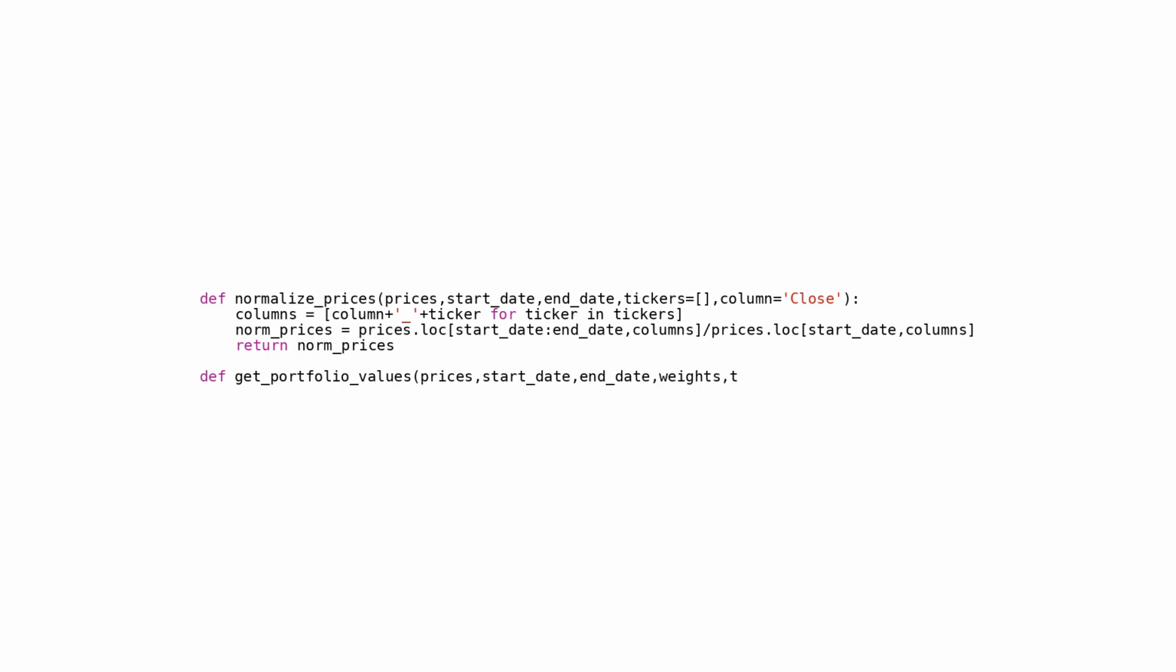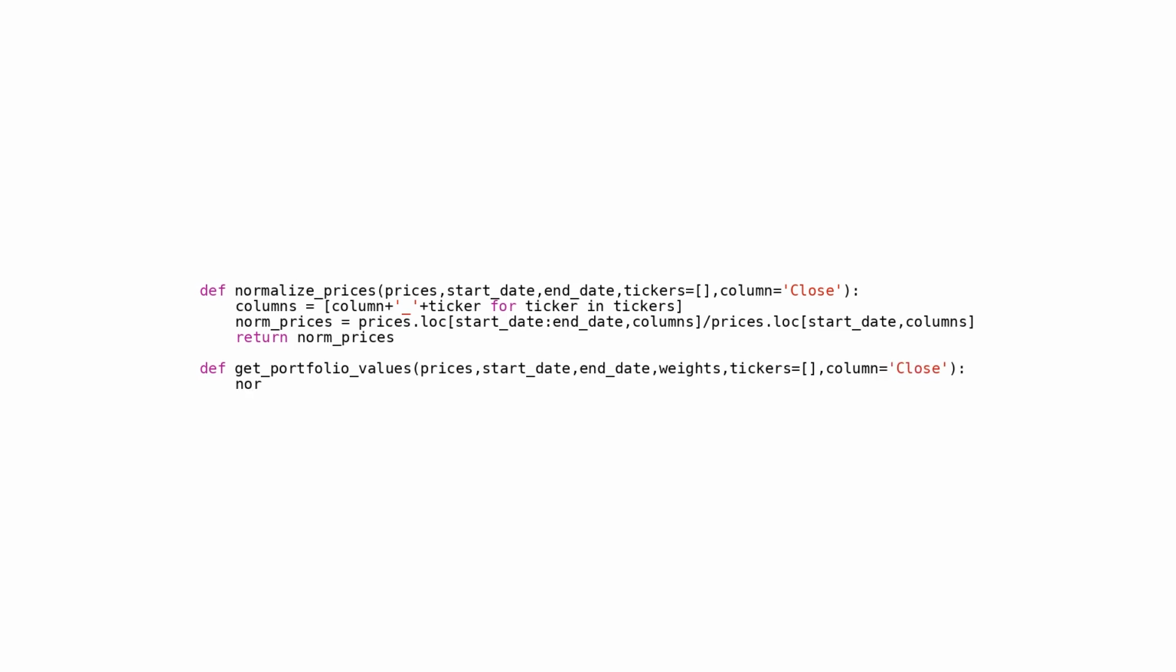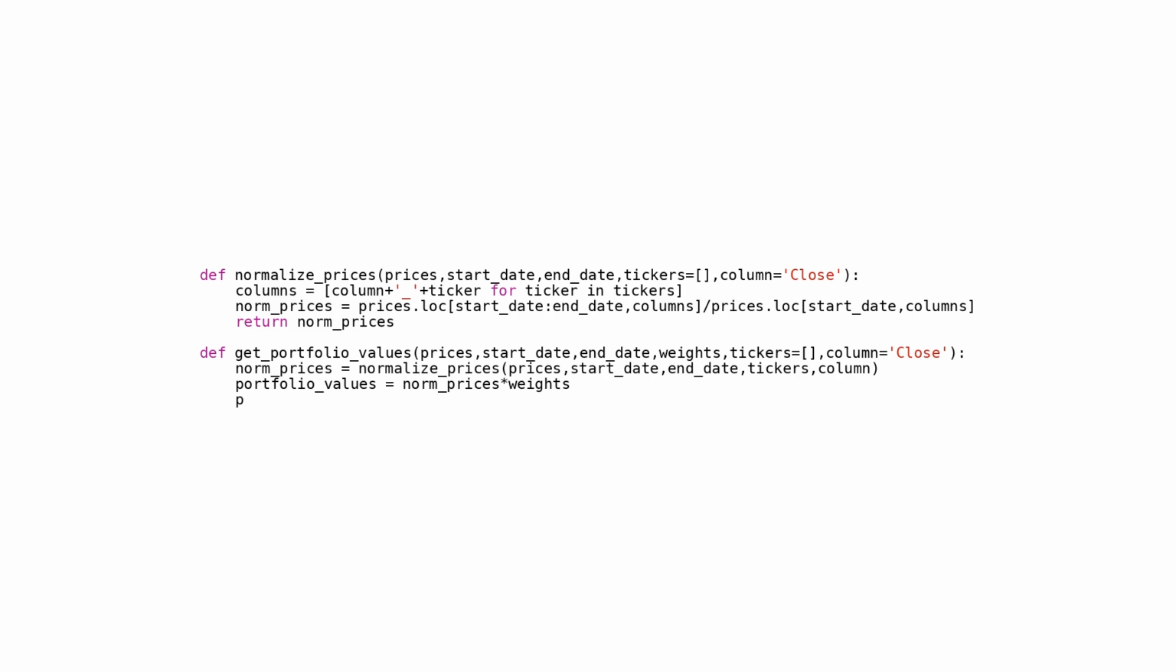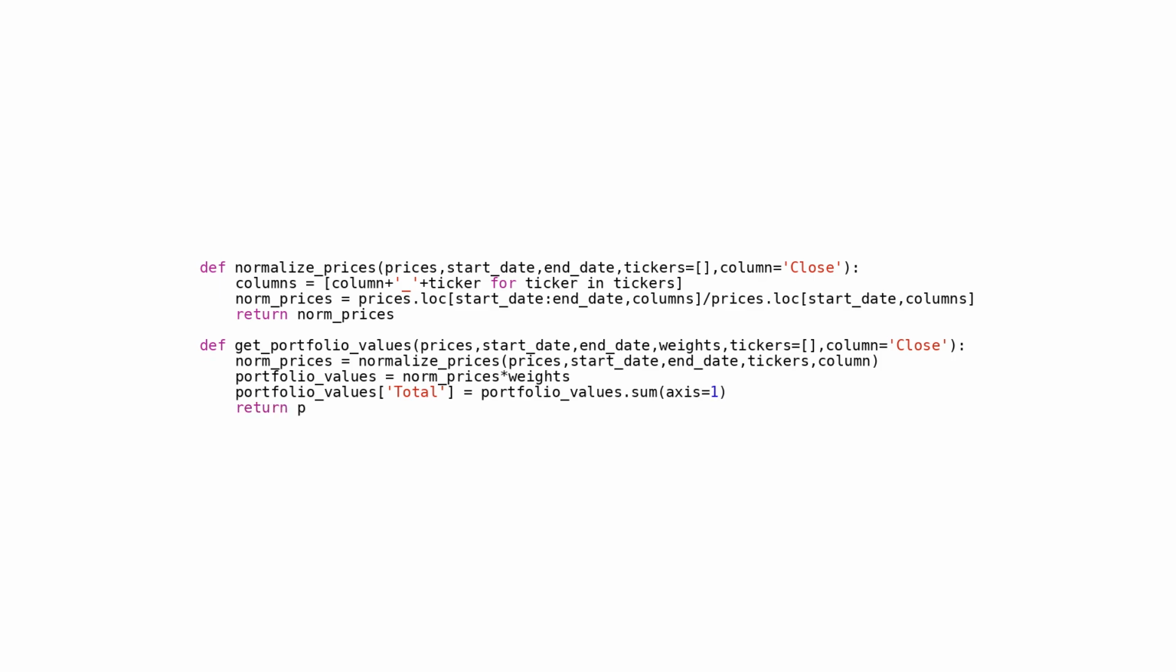The get_portfolio_values function calculates the total value of a portfolio based on input parameters like stock prices, dates, stock weights, tickers, and column name. It first normalizes the stock prices, and then computes the portfolio values by multiplying normalized prices with stock weights. It then sums these values to determine the total portfolio value for each day. These functions assist in evaluating and monitoring how a group of stocks in a portfolio are performing, using predetermined weights and price information.